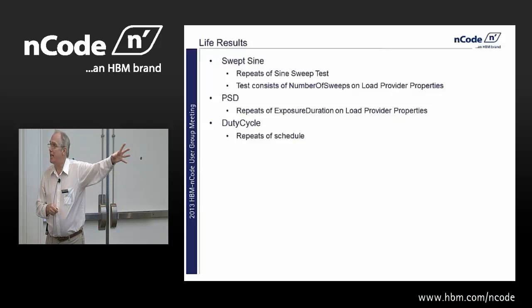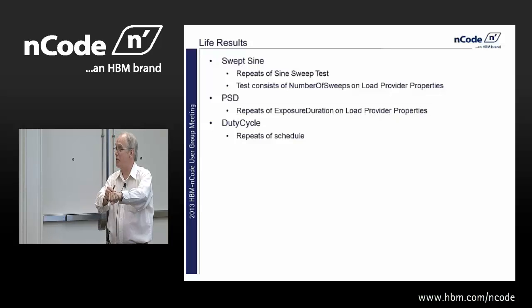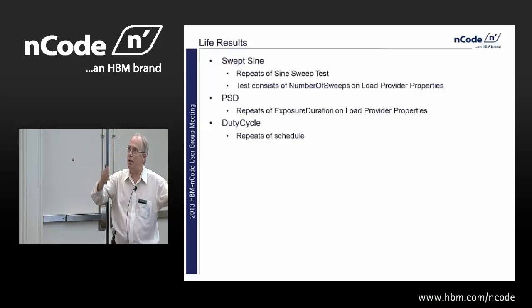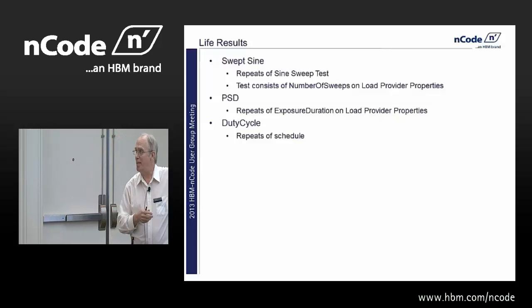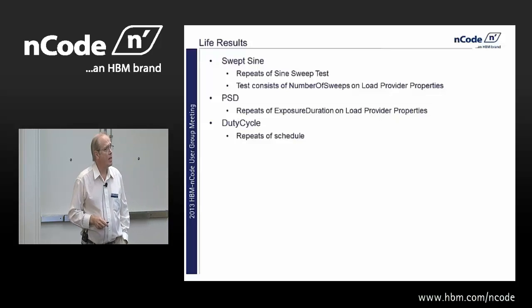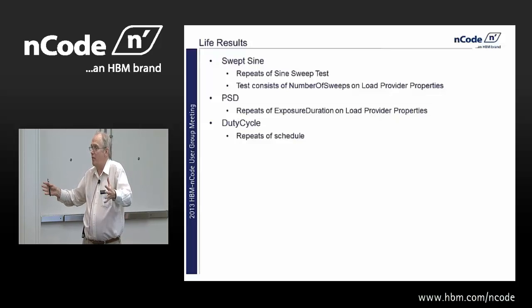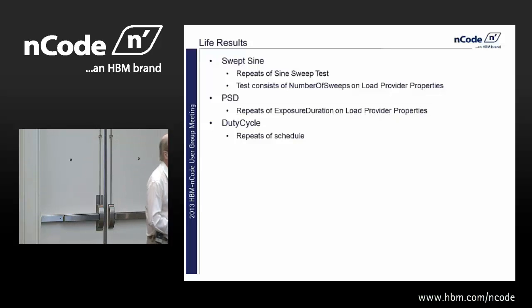If you have a PSD input, we brought in something called exposure duration, how many seconds we're actually running. And so life comes out in repeats of exposure duration. Remember I said if you left it at the default of 1, life would be in seconds of operation. If you set it up to be 60, life would be in minutes. So you're getting repeats of whatever the exposure duration is. And then again, we can do duty cycles, and when you get life out in terms of a duty cycle, it is just repeats of whatever the schedule we specified.